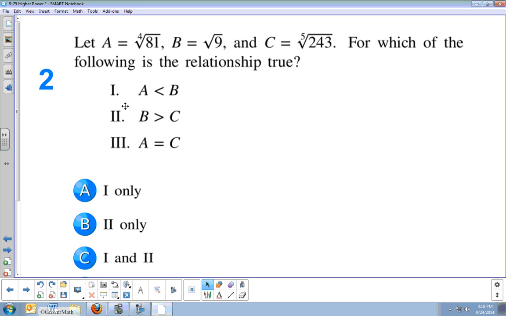All right, number 2 says let a be the fourth root of 81. Let b equal the square root, and I know it's square root because there's no number, the square root of 9, and c equal the fifth root of 243. So I should figure out what these are.